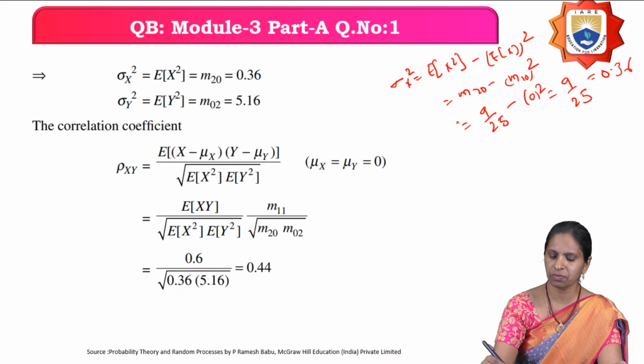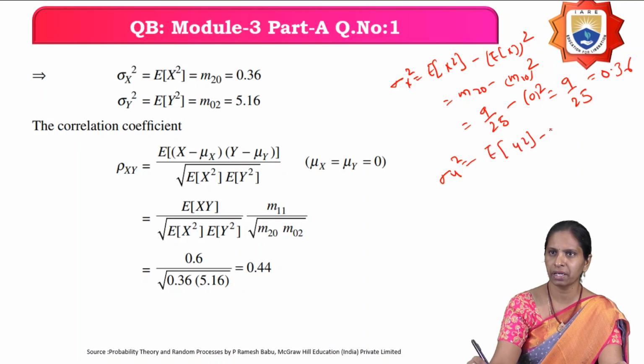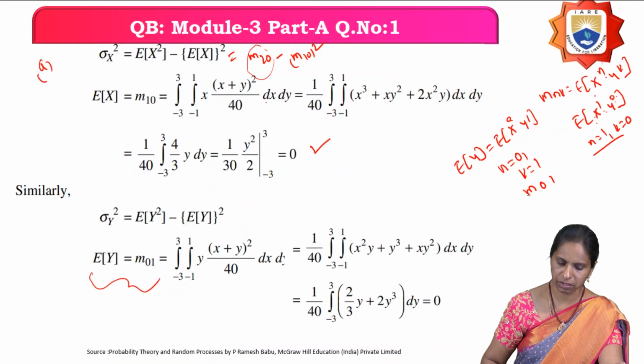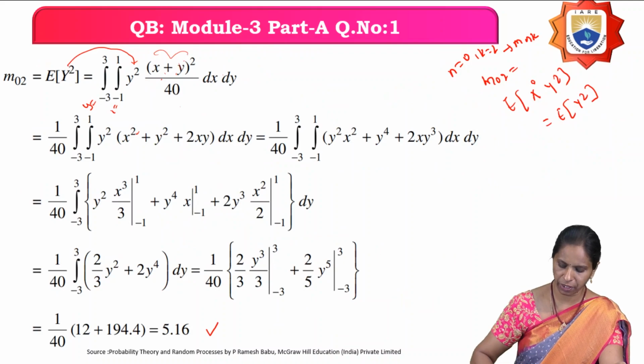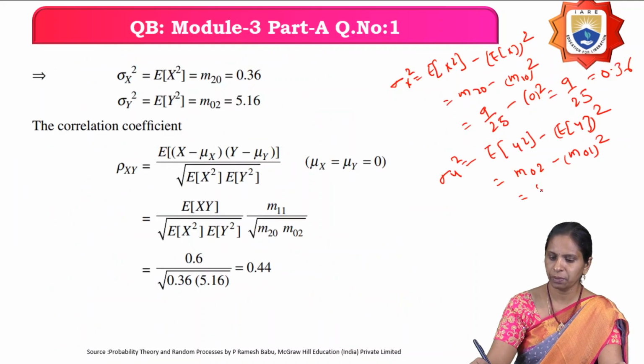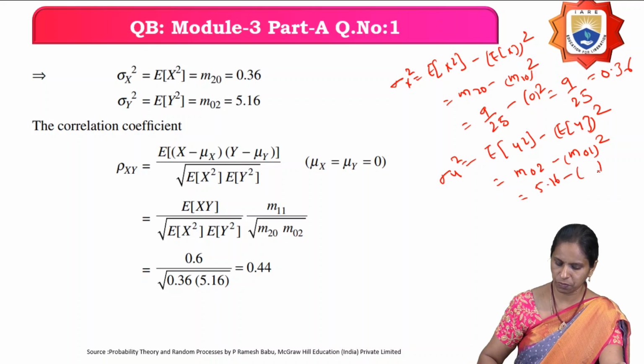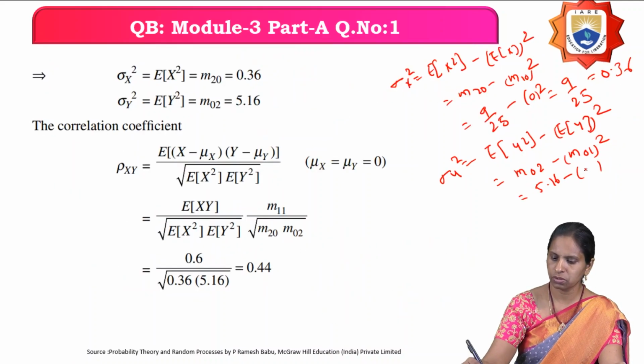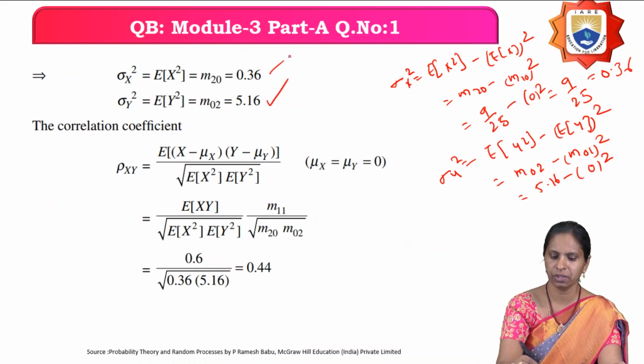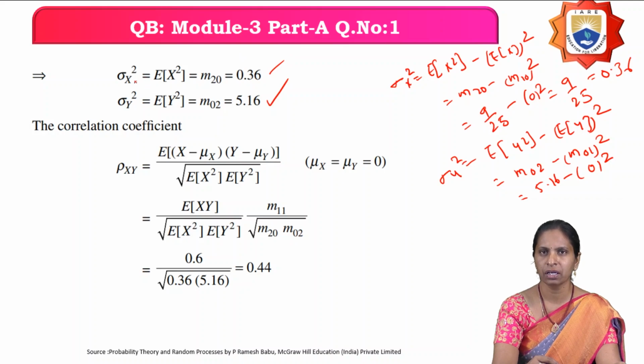which is equal to 0.36. Similarly, what is the variance of the random variable y? Sigma y square is nothing but the expectation of y square minus the expectation of y whole square, nothing but M02 minus M01 whole square. So, what is M02? We have already calculated that value, equal to 5.16. So, 5.16 minus M01, which is 0, 0 whole square, equals 5.16. Therefore, the first bit you got is the variances of the random variables x and y.